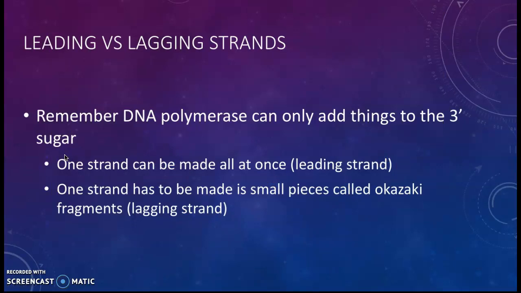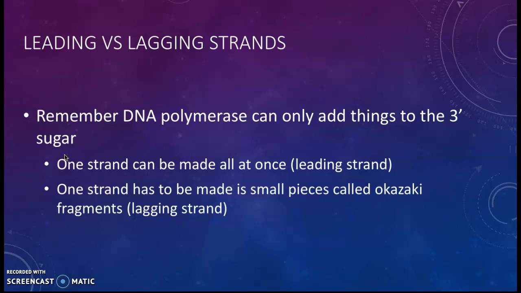However, this is when we can remember that DNA polymerase is really, really stupid. It can only add bases to the 3' carbon of a nucleotide. However, DNA is anti-parallel, which means that only one side of the DNA molecule can be replicated all at once. This is the leading strand. The leading strand starts with the 3' carbon. The other side has to be made of small sections called Okazaki fragments.